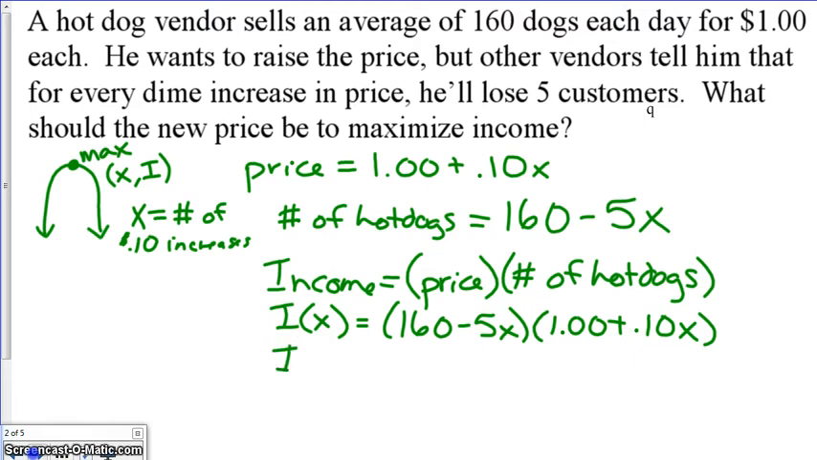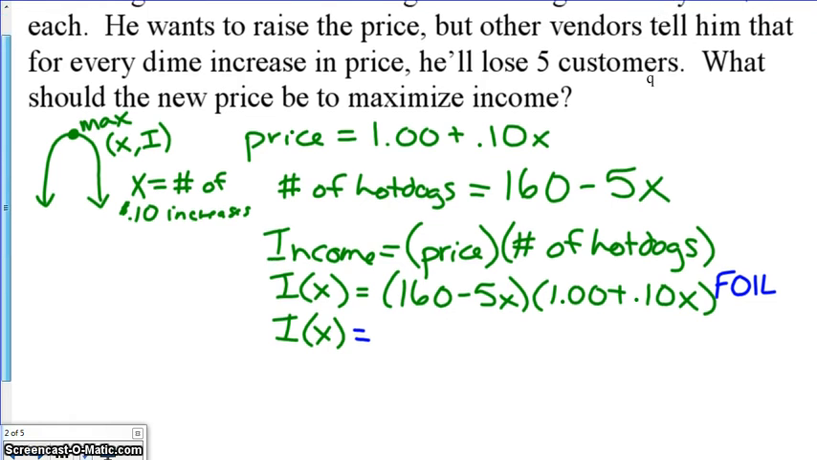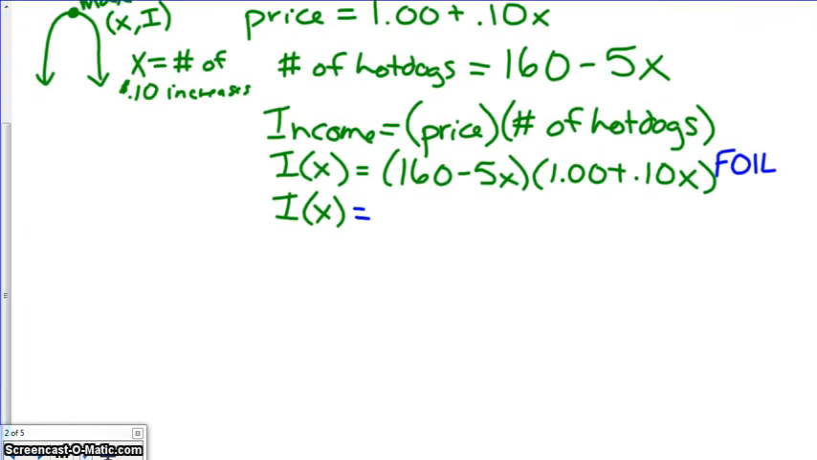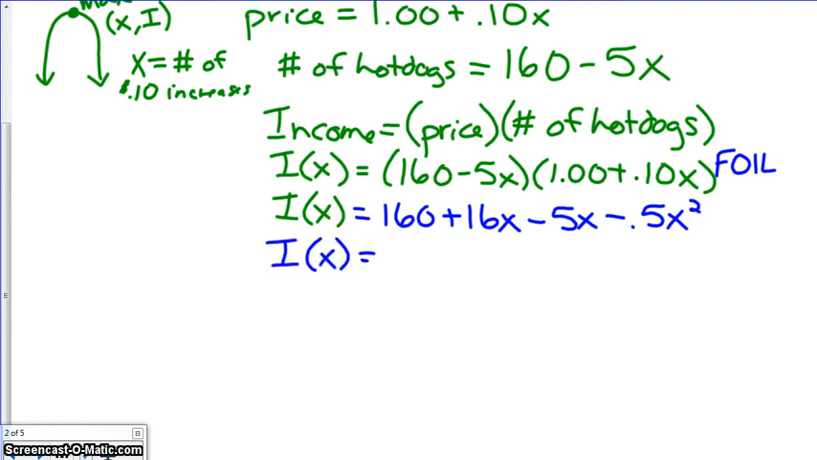When I simplify this, I do have to FOIL it out. Let's make a note of that. FOIL. When we do that, we're going to get a quadratic equation. We want to write it in proper form and combine like terms. Now, here's my quadratic equation.